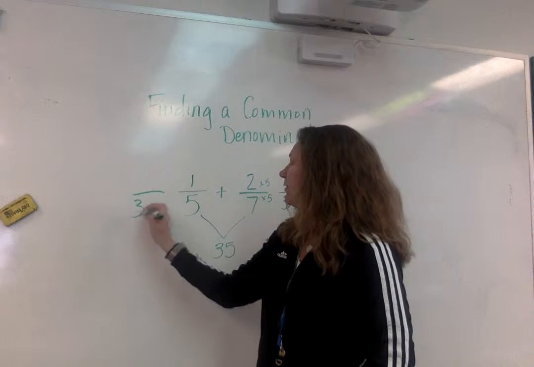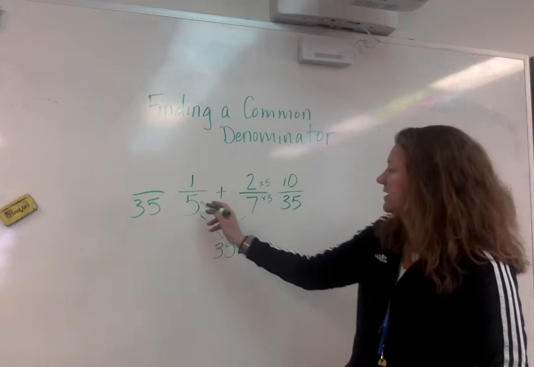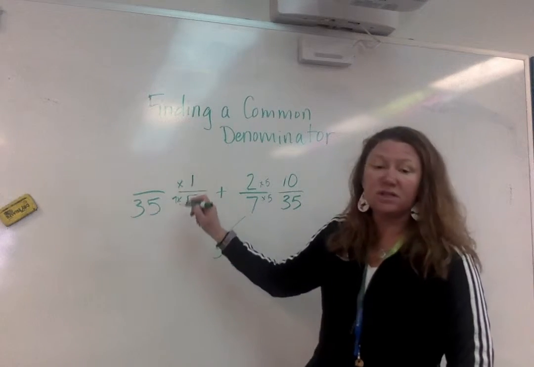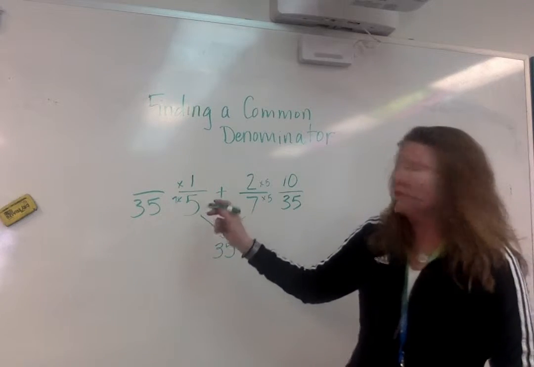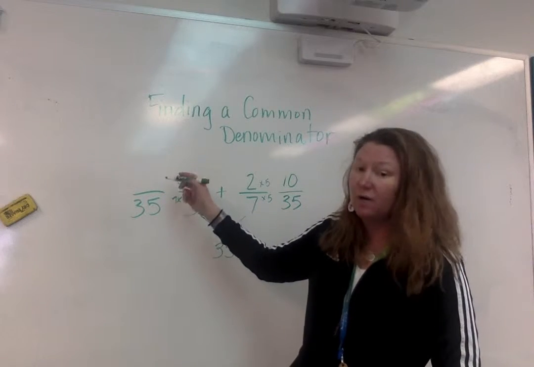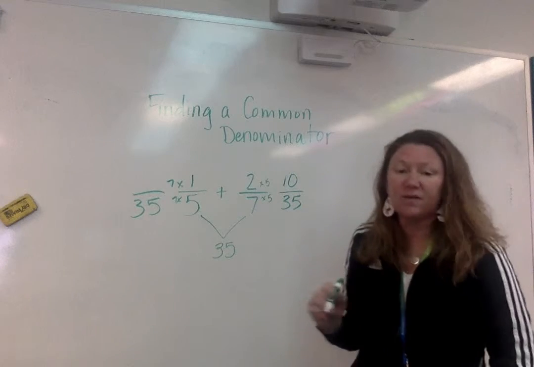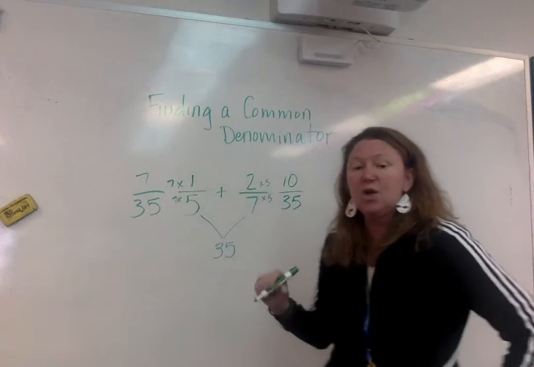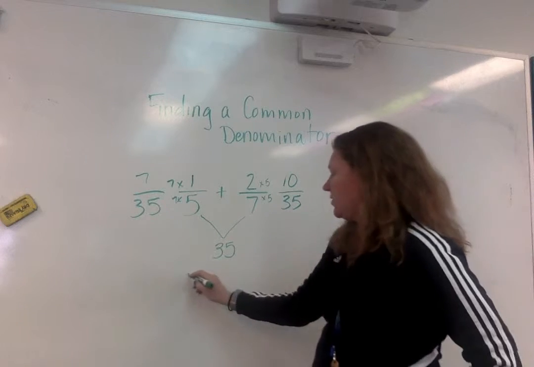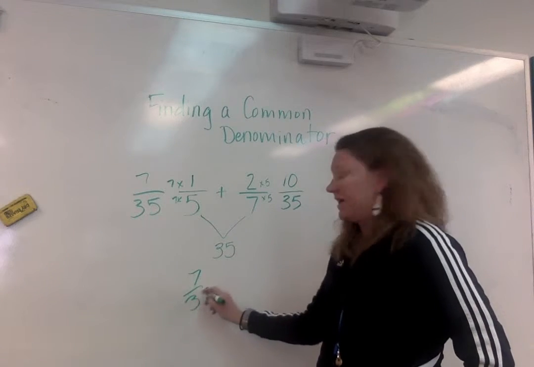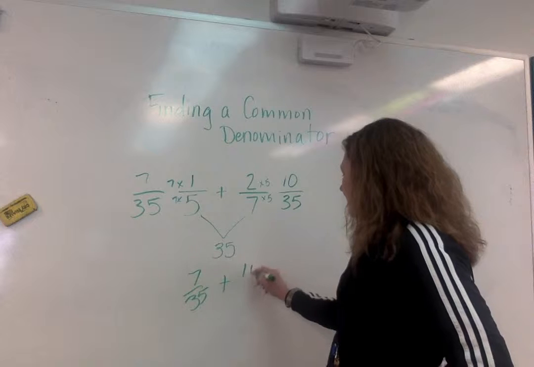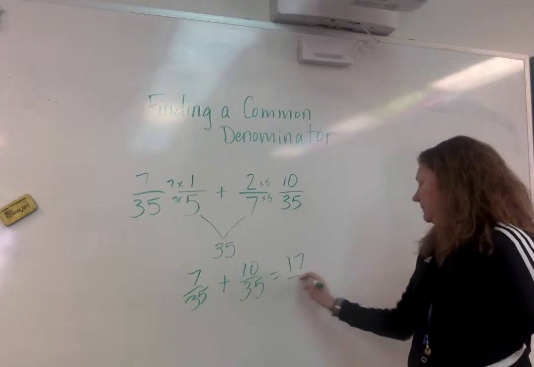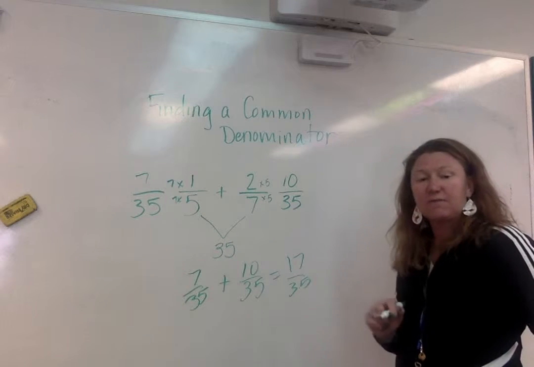Over here, you've got 35 now, and you multiplied this 5 by the 7. So whatever you do to the denominator, or what I call the downstairs, you also have to do to the numerator, or the upstairs, which is 5 times 7. So now 7 times 1 is 7. We're going to rewrite these so we know what we're doing: 7/35 plus 10/35, and we're going to get 17/35 as our final answer.